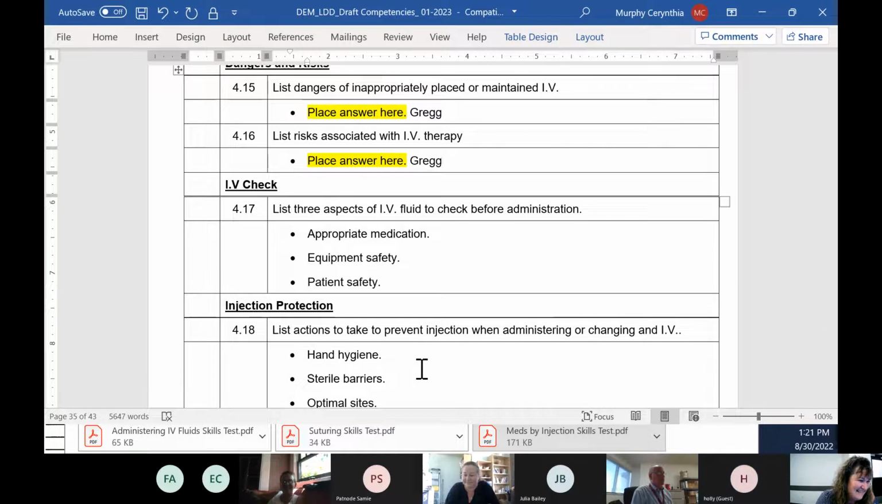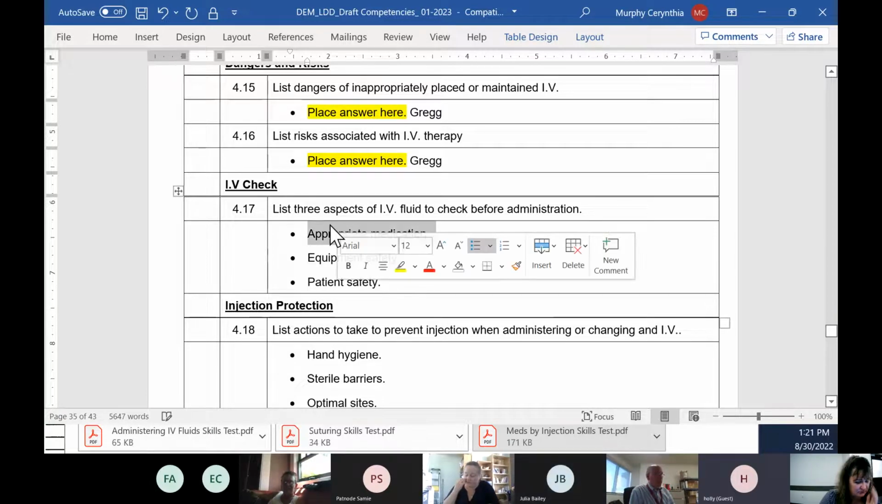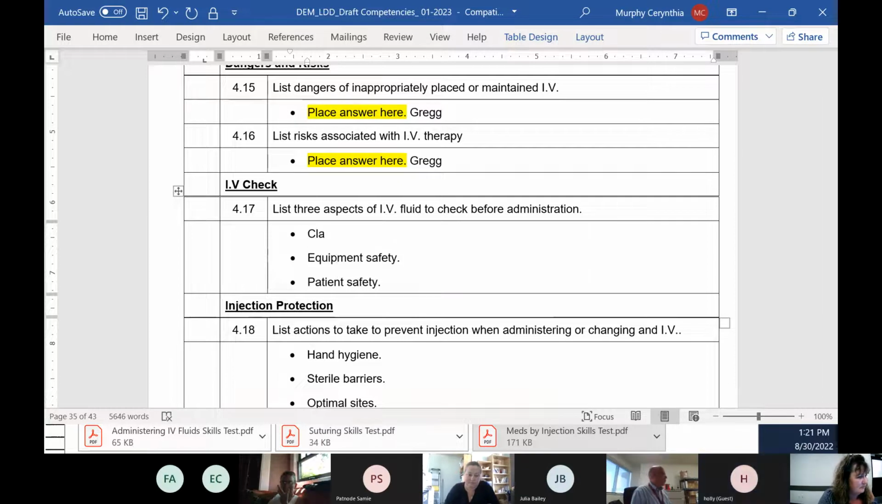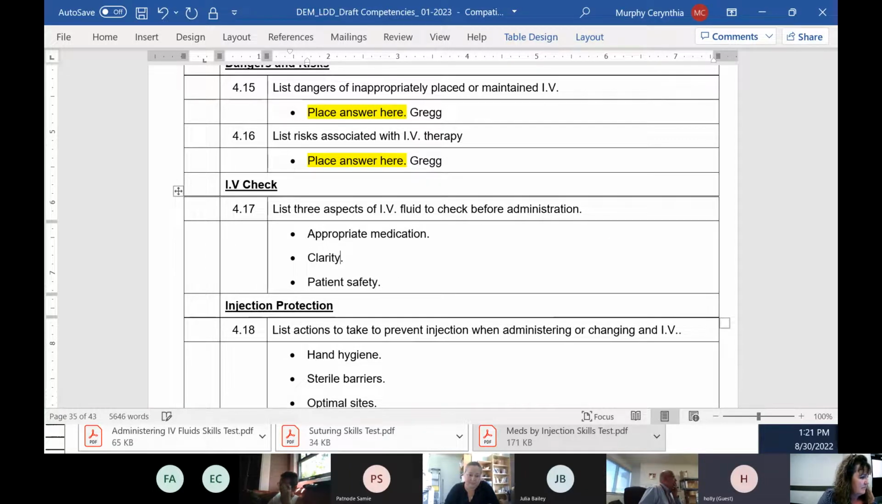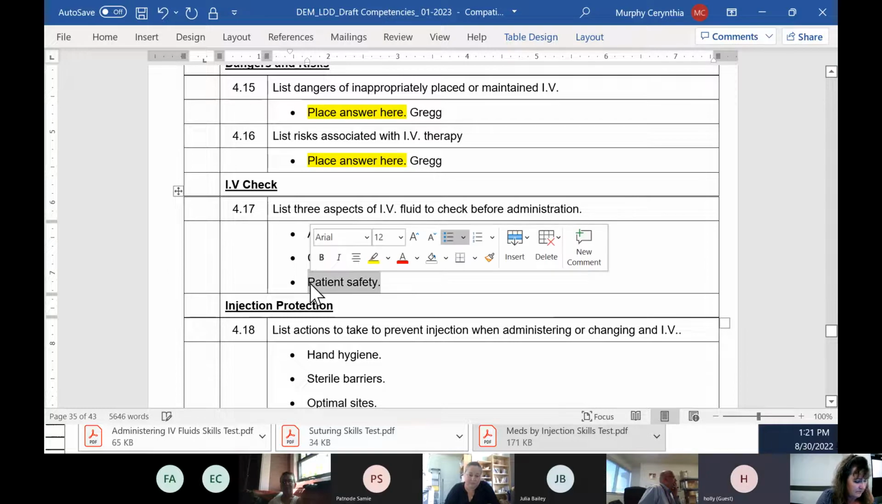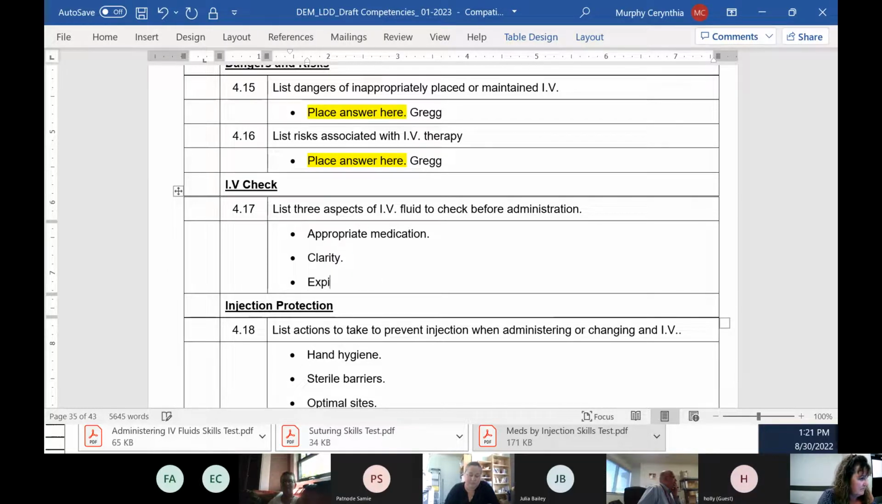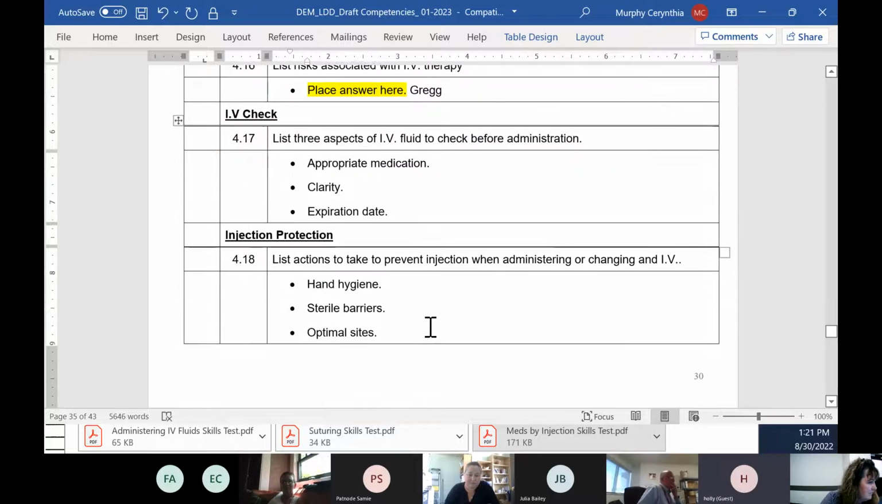Right. Okay, so 4.17. Well, equipment safety and patient safety aren't the 3 aspects of IV fluid to check. It's clarity, expiration date, and appropriate medication. Oh, oops. Appropriate medication, clarity, and expiration date. And those things will help keep the patient safe.